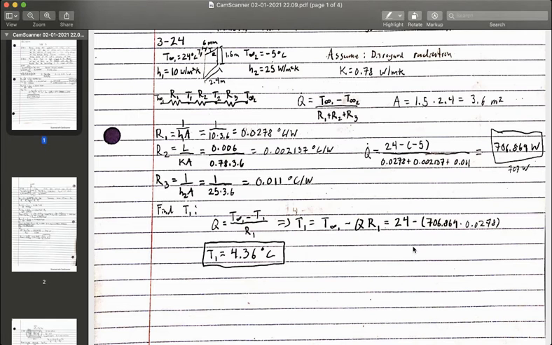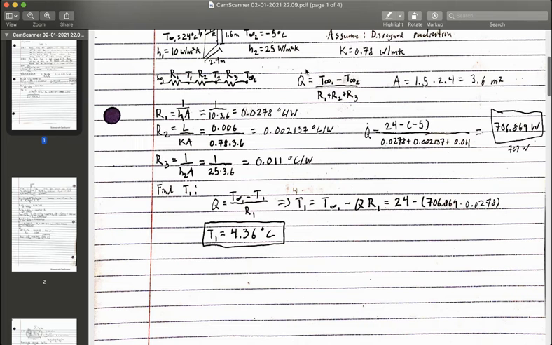This is Jack Creel, and I'm going to be running through my calculation answers for homework 3. So the first problem is about heat transfer through a window. And so we draw our picture diagram here and our resistance diagram. The only assumption we really have here is that we're disregarding radiation.